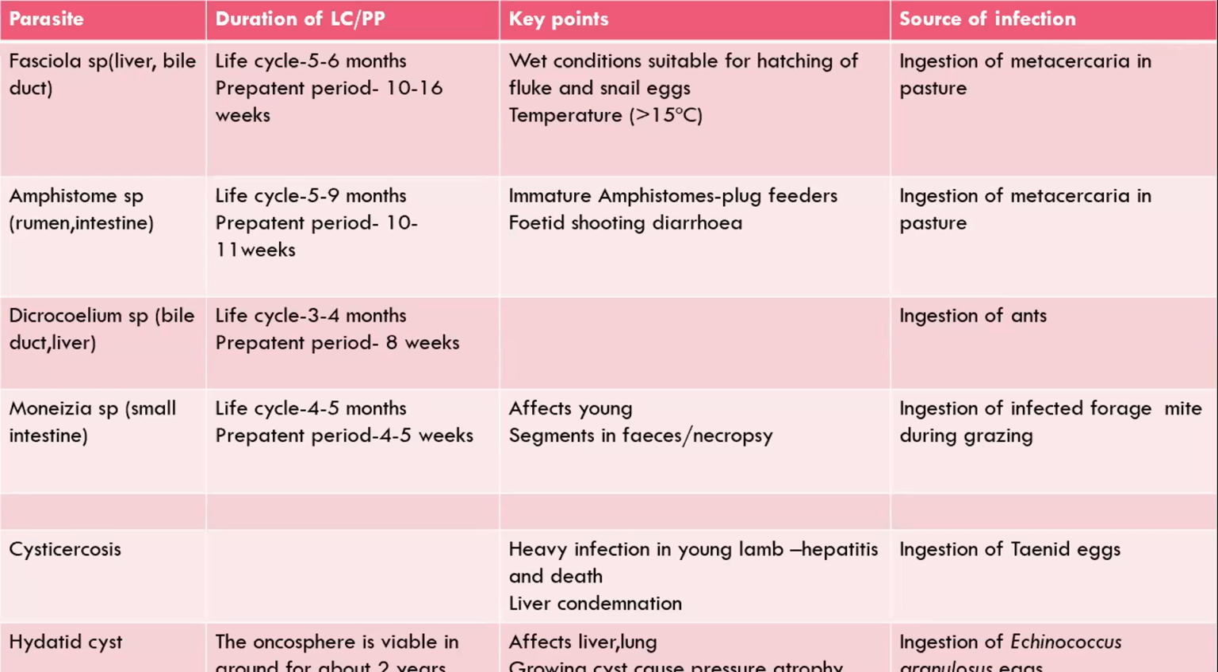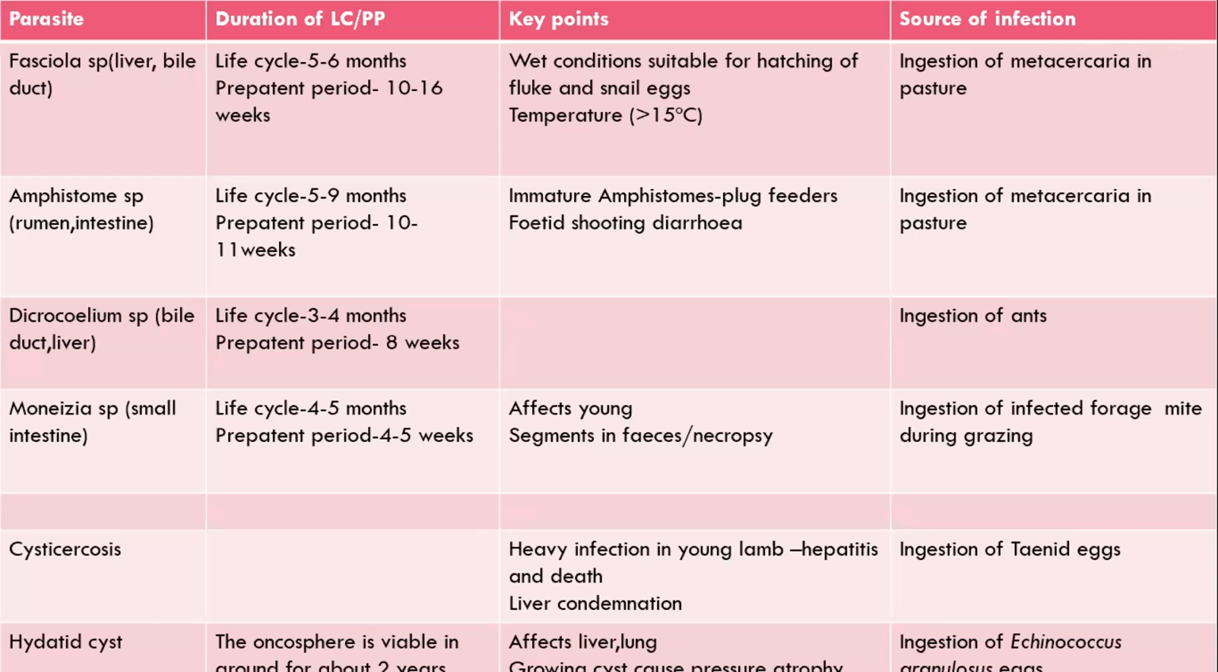So this is a summary of some of the important flukes and tapeworms, their life cycle, their pre-patent period, and the important aspects of these parasites. We can see that in Moniezia species, the young animals are affected. The diagnosis of these parasites is easier because we can find eggs also. Fluke eggs can be diagnosed by microscopic examination.